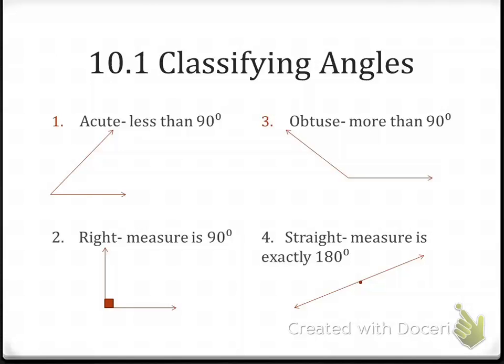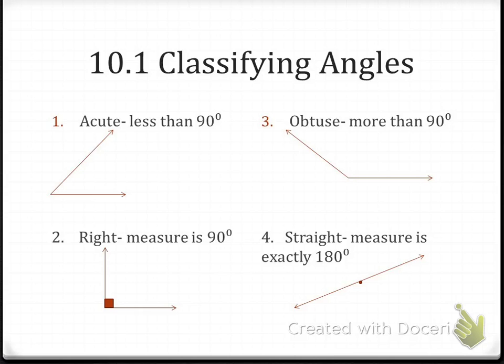In 10.1, we're learning about classifying angles. That's in our first example. The first thing you need to know is basically what are these types of angles? Well, an acute angle is going to be less than 90 degrees. So 90 degrees is kind of our benchmark here. Any angle that's less than 90 degrees, we call it acute.